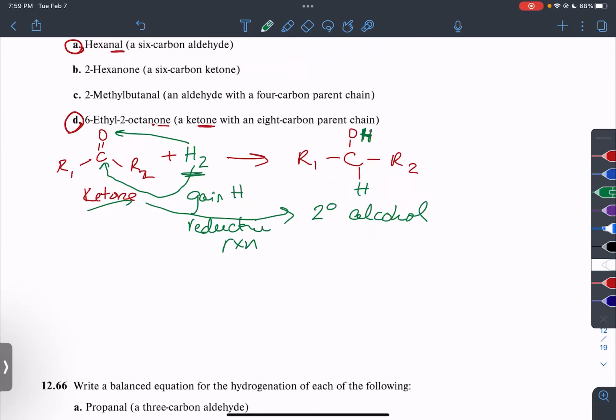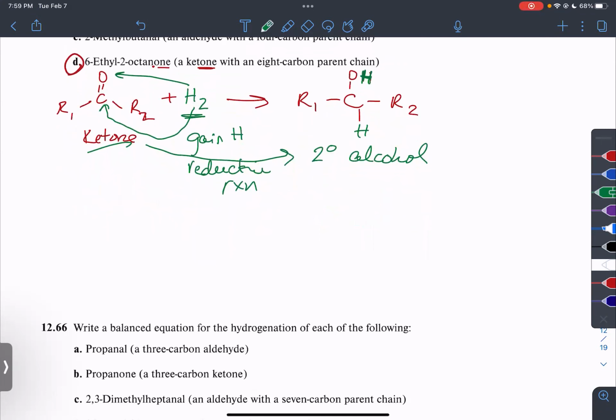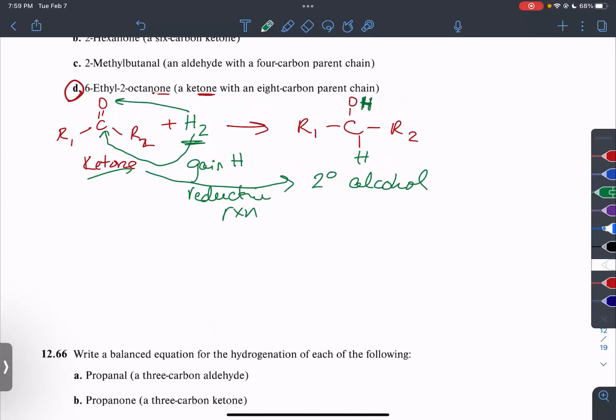Okay, so now we just have to make this 6-ethyl 2-octanone. Well, what does that tell you? The oct, let's do a different color. The oct is telling you that's 8. The one is telling you it's a ketone, so I'm going to have 2 R groups. So how long are the R groups? Well, it just depends on the placement of the ketone. So the 2 here is telling me that the carbon double bonded to the oxygen is at carbon 2.